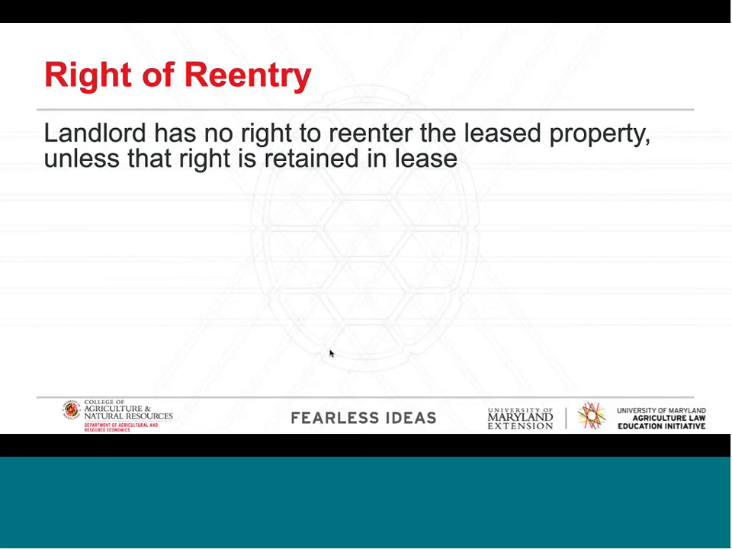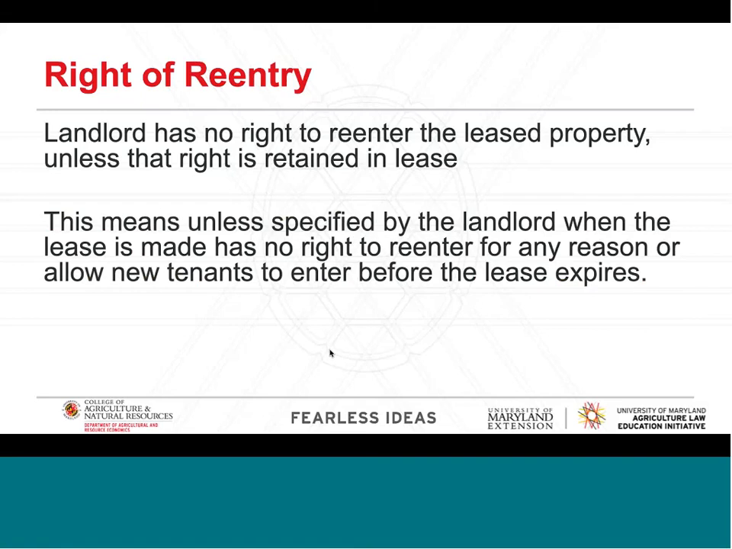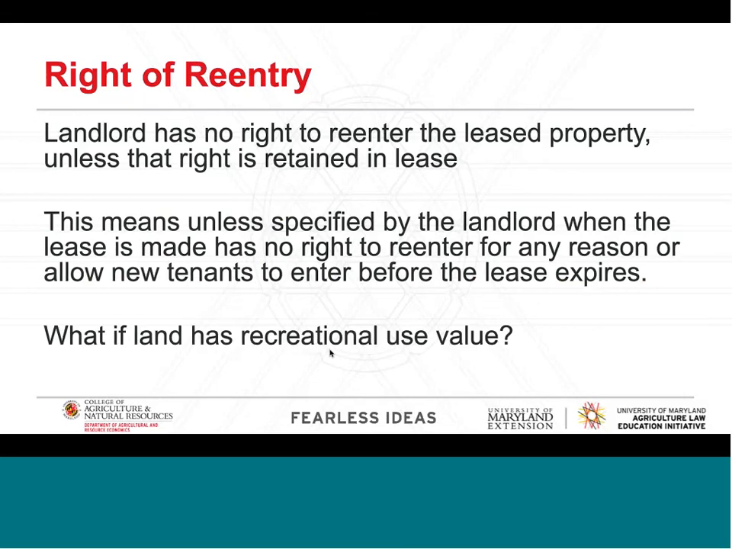Other things we should think about during the life of the lease is, do you want the landlord coming back on the property, or does the landlord want to come back on the property? Landlords need to think about this mainly because under the typical view, if it's not put in a lease, they don't have the right to re-enter the leased property. They have to include that right in the lease itself. So unless it's specified, they have no right to come back on the property until the lease expires.